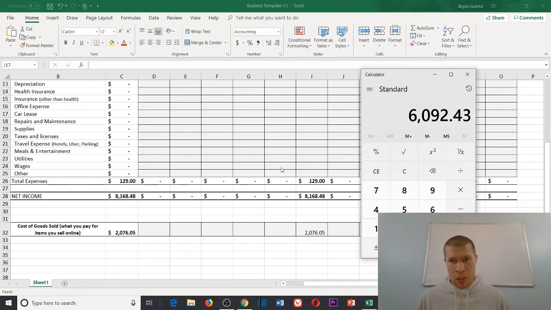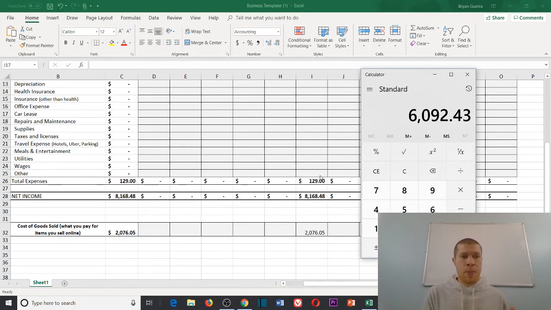So let's break down the numbers really fast. $6,092.43, and I'm going to take a conservative estimate and say that I'm going to save 30% in taxes. Now, I might be paying more than 30% in taxes, depending on what income tax bracket I'm in. You might be paying more, you might be paying less. I might be paying less than that. So I'm going to take 30%. I feel like that's a good conservative estimate, so I'm ahead of it slightly.